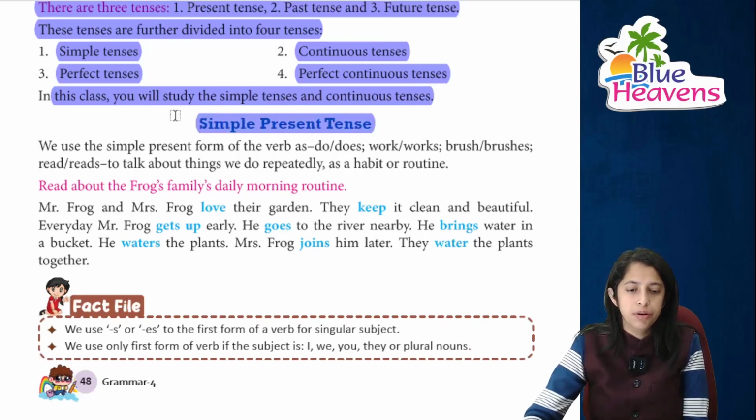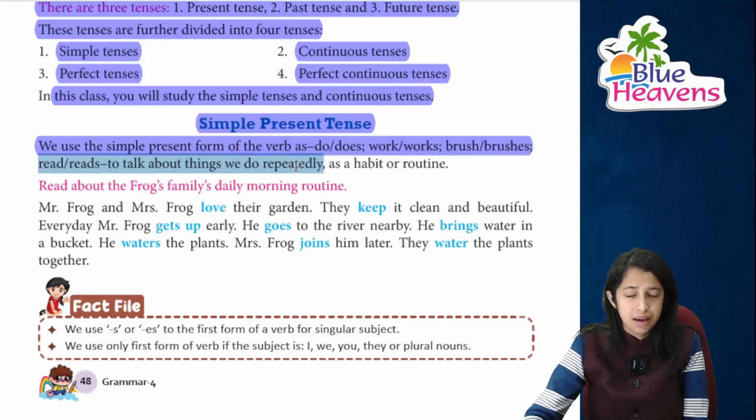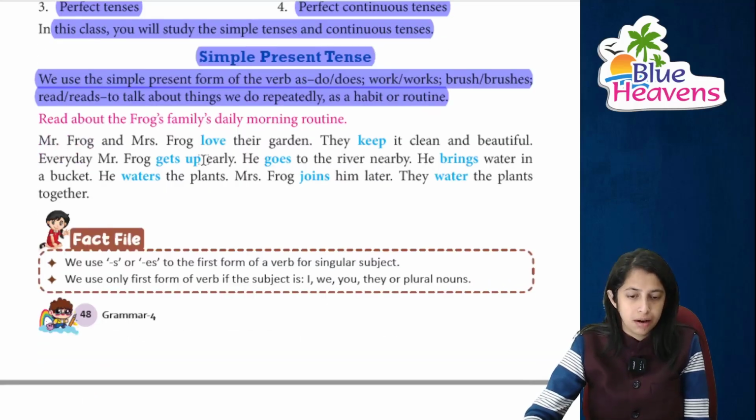Simply जब आपका काम अभी हो रहा है, we use the simple present form of verb. इसका मतलब होता है do or does, work or works, brush or brushes, read या reads, to talk about things that we do repeatedly or in the habit or in a routine, जो हम रोजाना करते हैं, right?